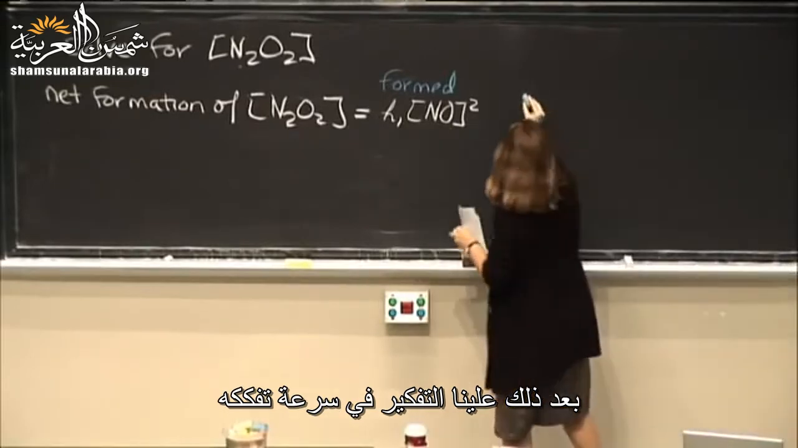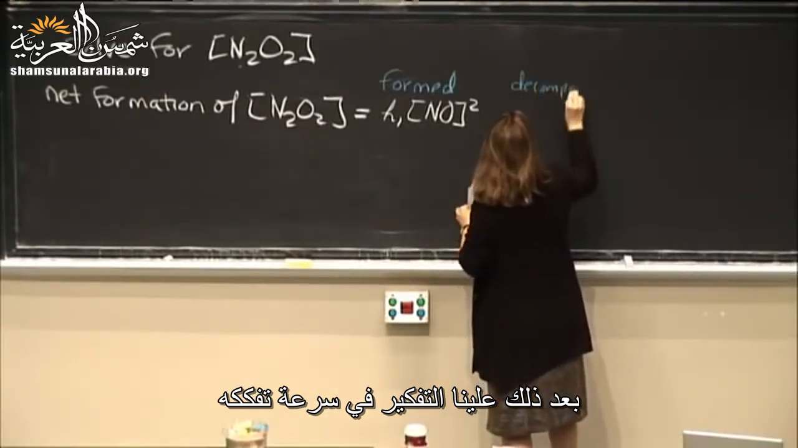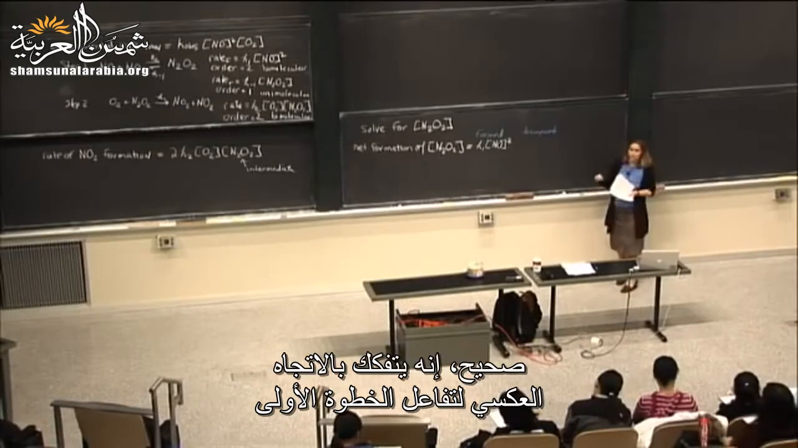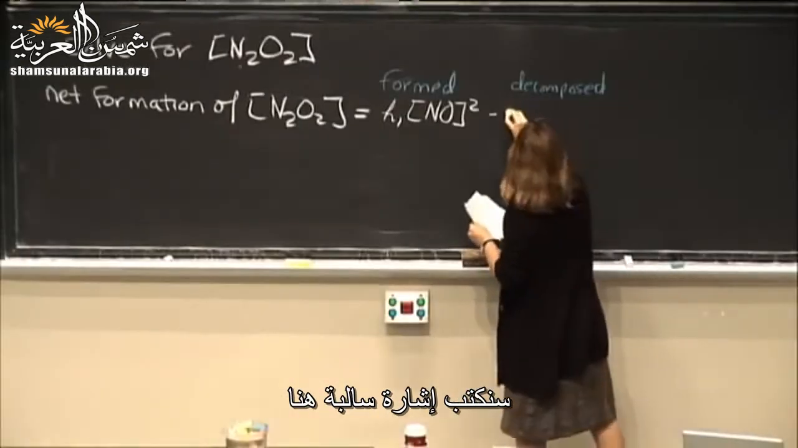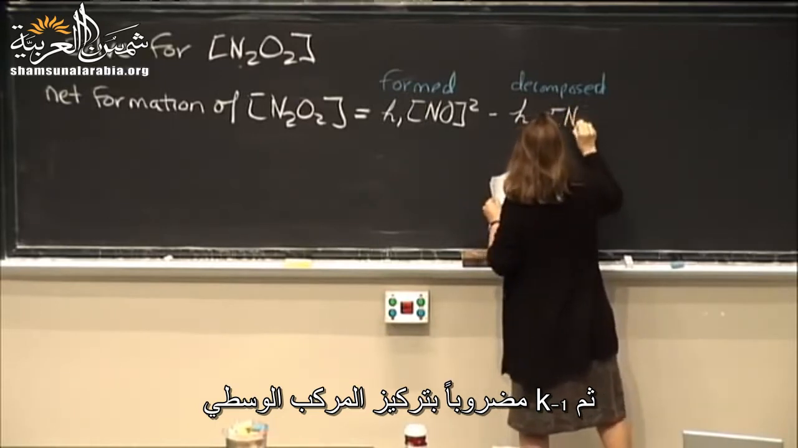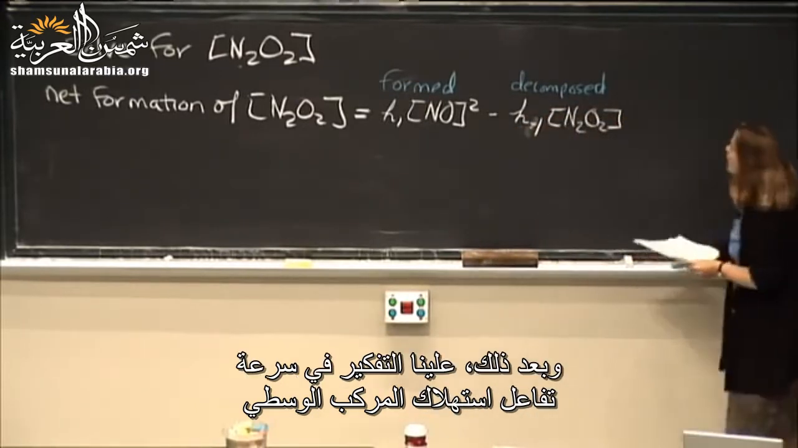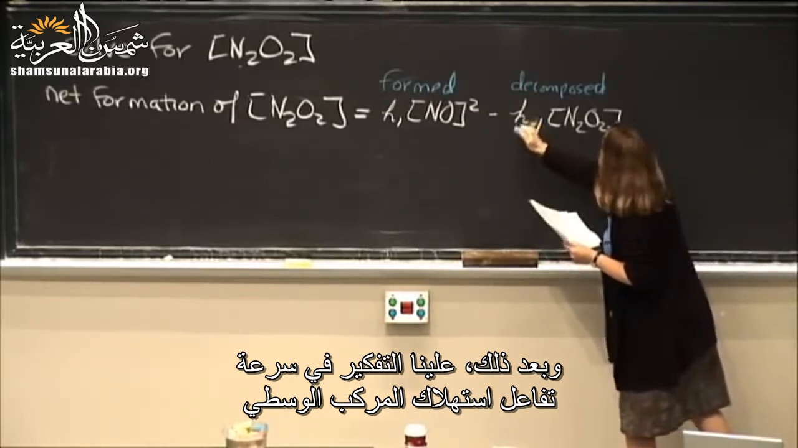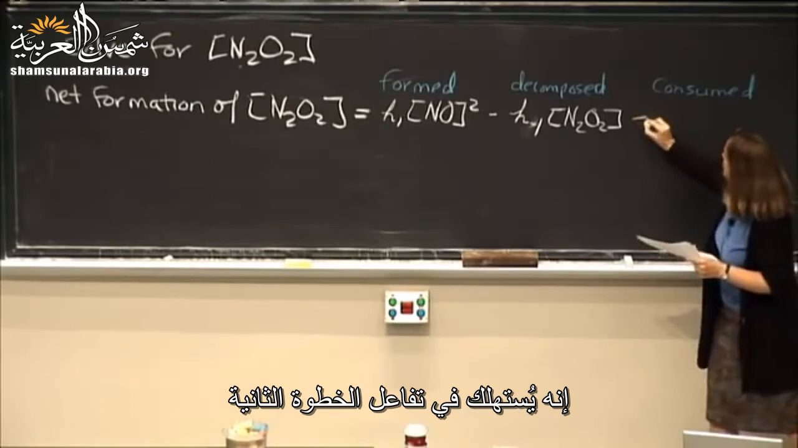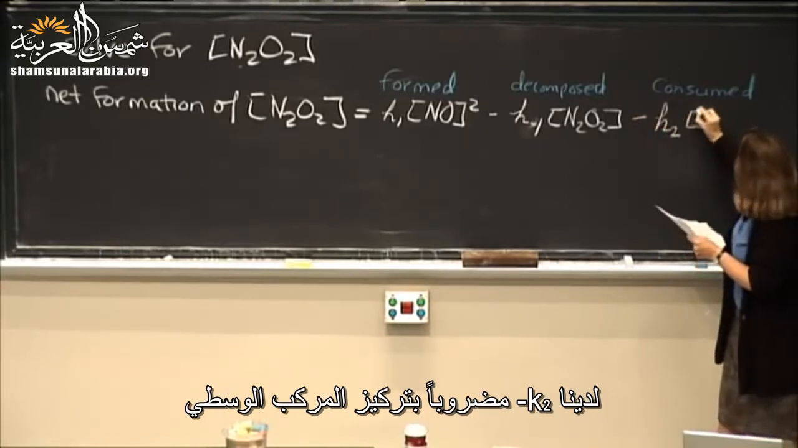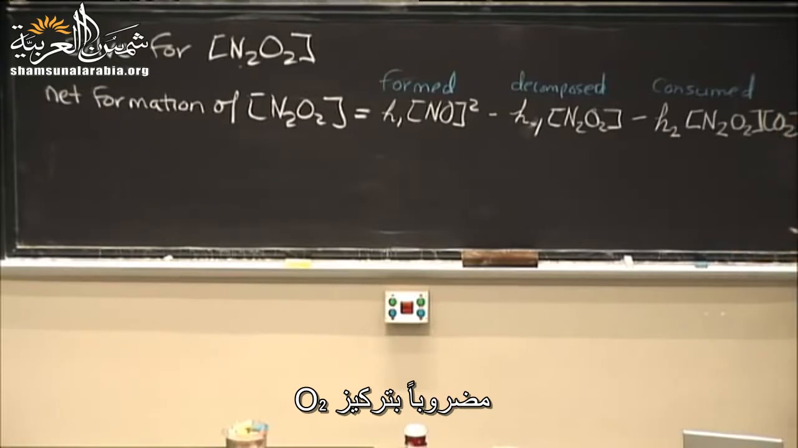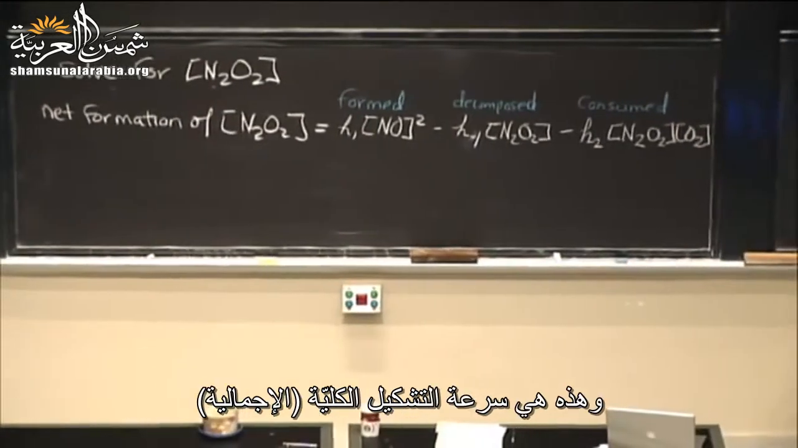Then we need to think about the rate at which it's decomposed. What step does the intermediate decompose in? Right, the reverse of the first step. So we're going to put a minus sign here, and K minus 1 times the concentration of the intermediate. And then we also want to think about the rate at which it's consumed. And it's consumed in the second step. So that's K2 times the concentration of the intermediate times the concentration of O2. So that's the net formation.